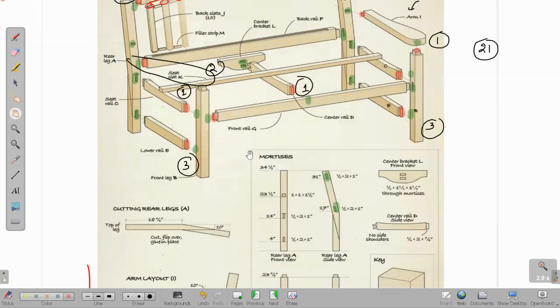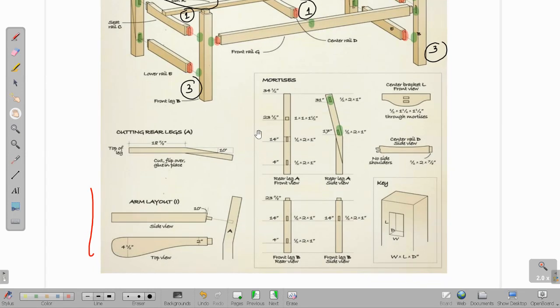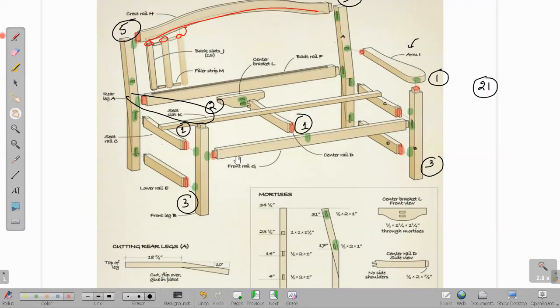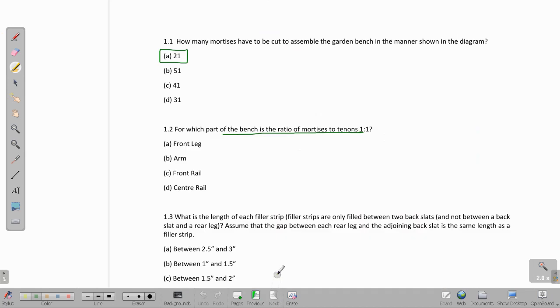Is there a picture of the arm somewhere? Yeah, equal number. The rest of everything does not have that. For example, this front rail has two tenons and one mortise. This has 1:1, so that will be the arm. So that question is also probably okay to look at. That is that question.